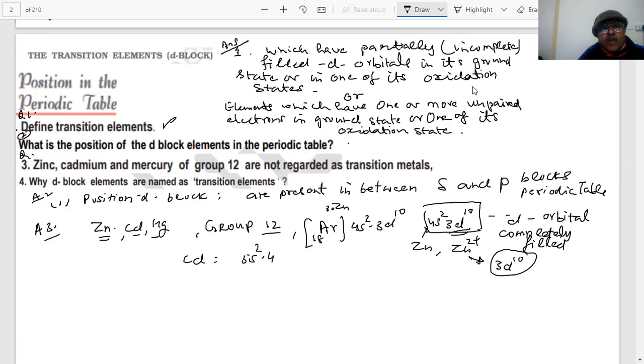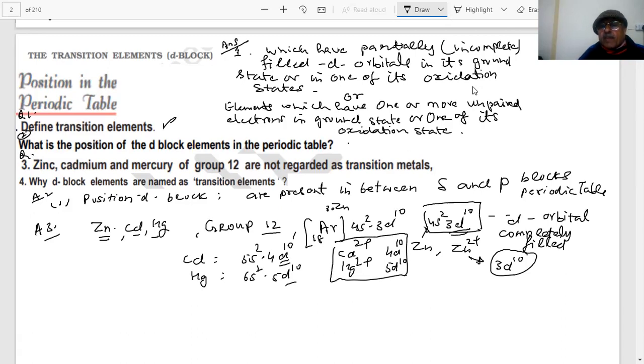5s2 4d10, and mercury 6s2 5d10. So their d subshell is completely filled. And if I take cadmium 2+ or mercury 2+, what will happen? The electrons will leave the 4s and 6s, and this will become 4d10, and this will become 5d10. Can you see that? Clear?